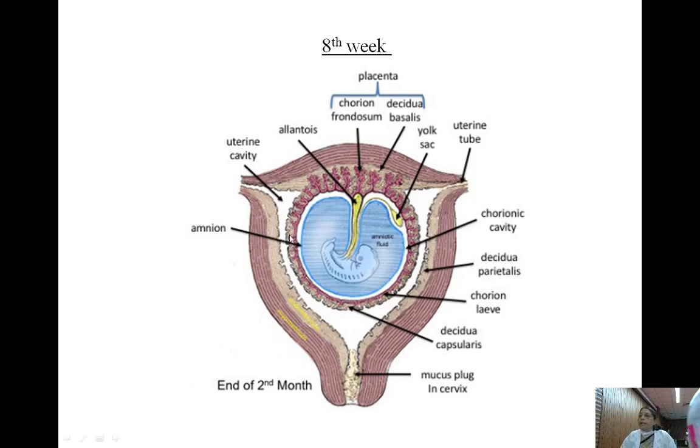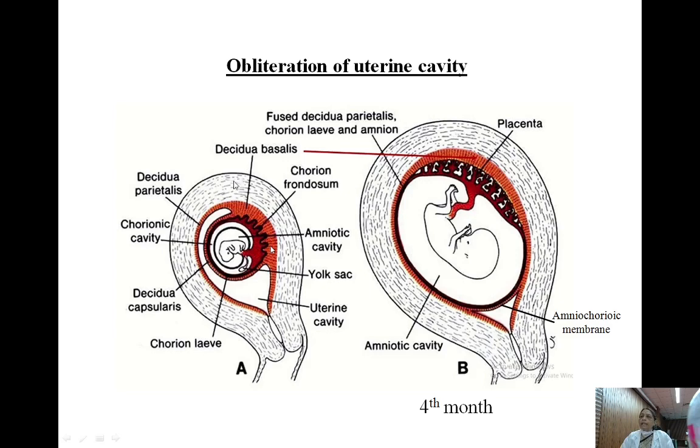Ultimately, what will happen is that this is the decidua parietalis, and this is the decidua capsularis surrounding the chorion laeve, and they come close to each other and ultimately fuse, and the uterine cavity will be obliterated. There will be no uterine cavity. Okay. So here you can see that this is the chorion frondosum. This is the decidua basalis. This is the decidua capsularis covering the chorion laeve, and this is the decidua parietalis.